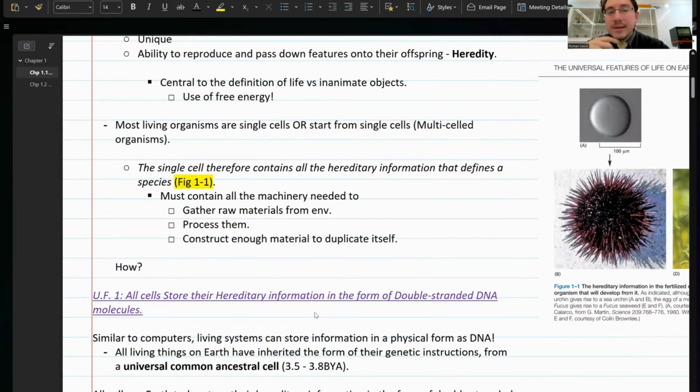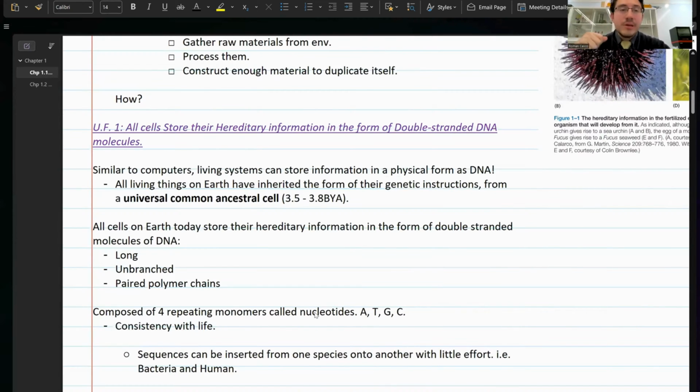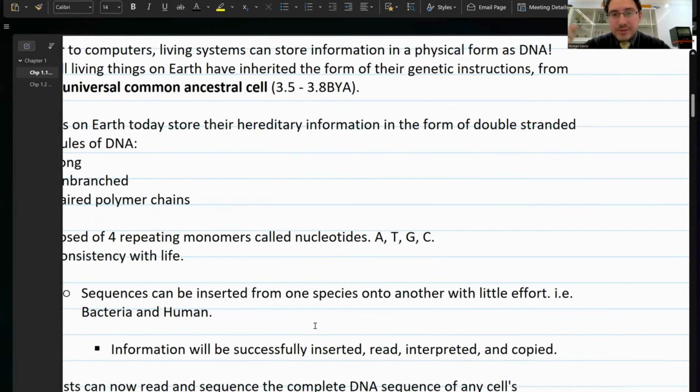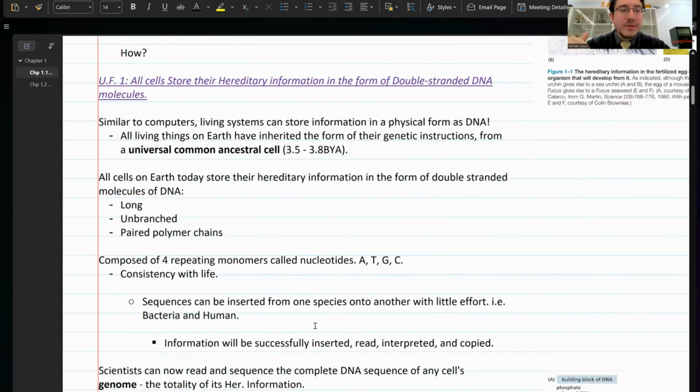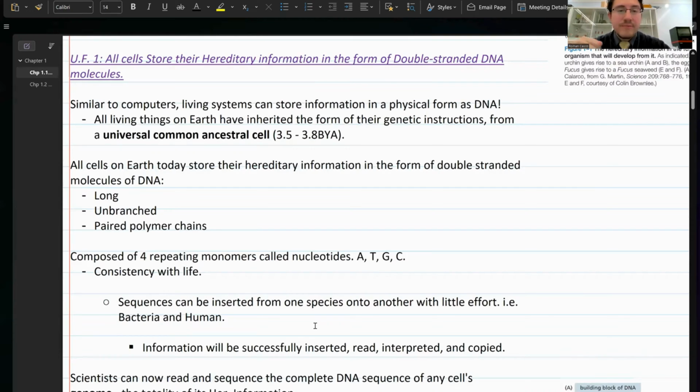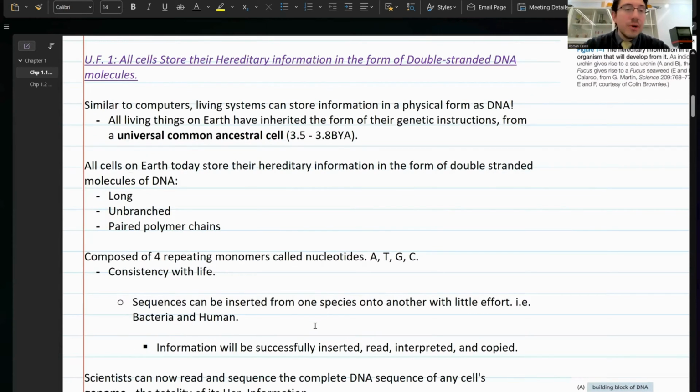Okay. Now, talking more specifically about the universal features of life, let's take a look at these individual ones. So, the universal features that I've basically enumerated. The book doesn't enumerate them, but I have enumerated them for you. So universal feature one: all cells store their hereditary information in the form of double-stranded DNA molecules.